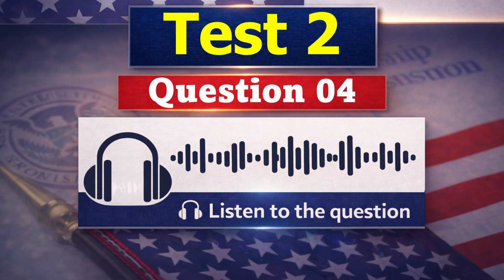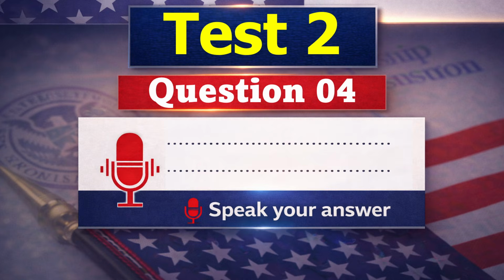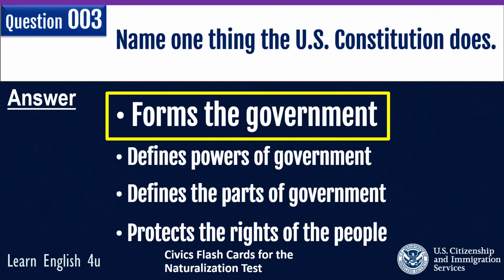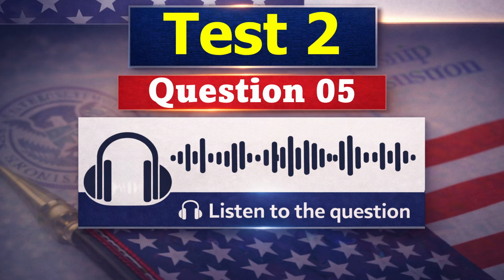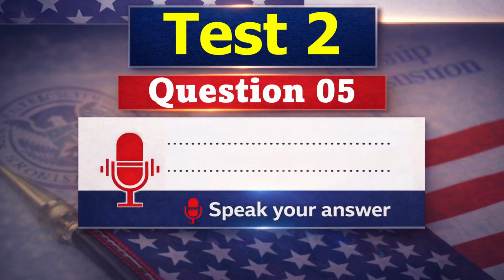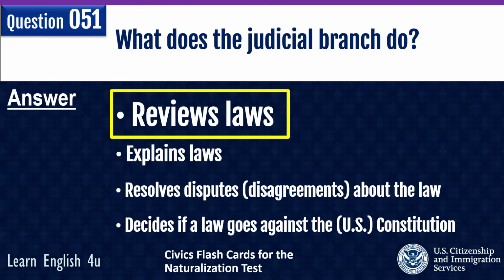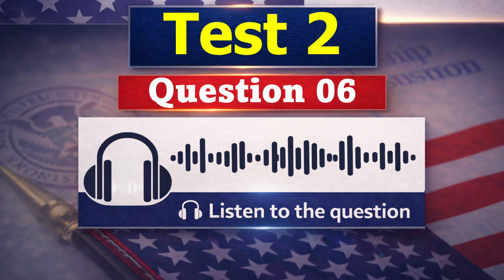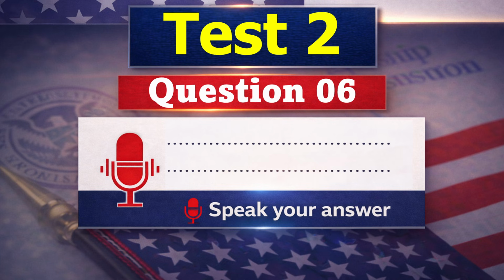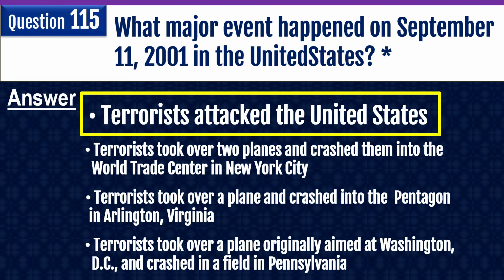Name one thing the U.S. Constitution does. Forms the government. What does the judicial branch do? Reviews laws. What major event happened on September 11, 2001 in the United States? Terrorists attacked the United States.